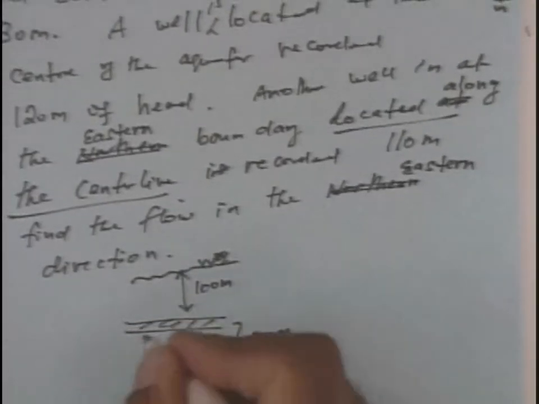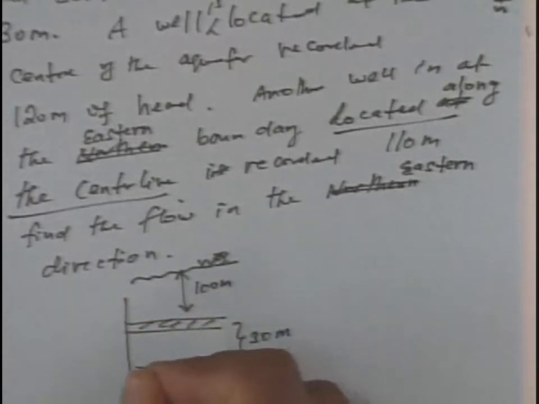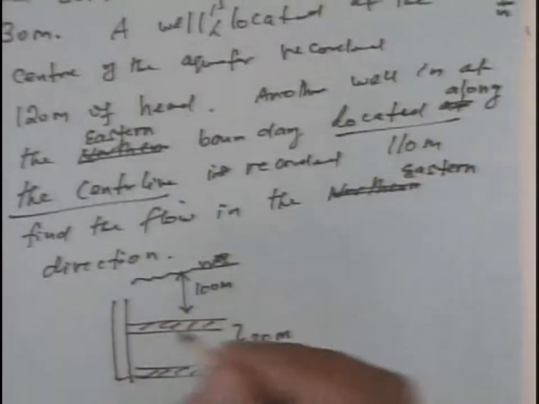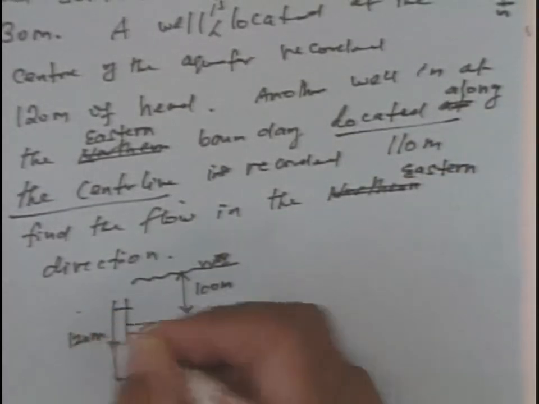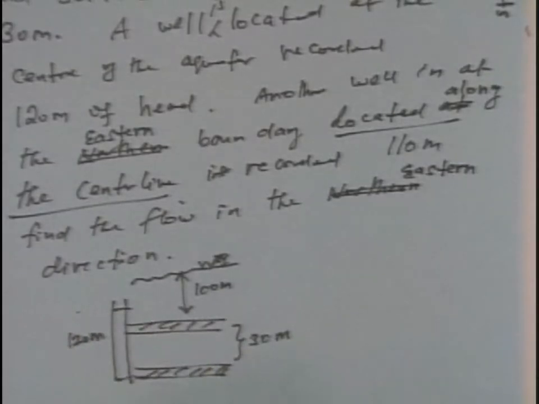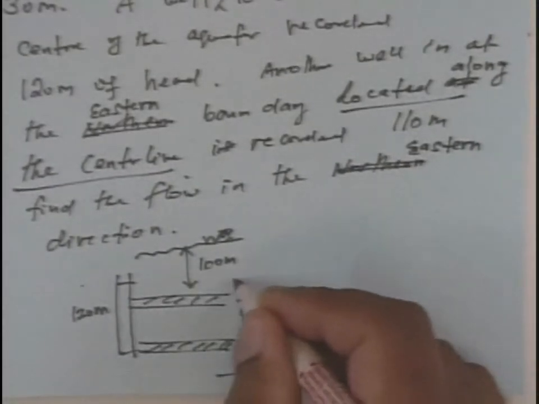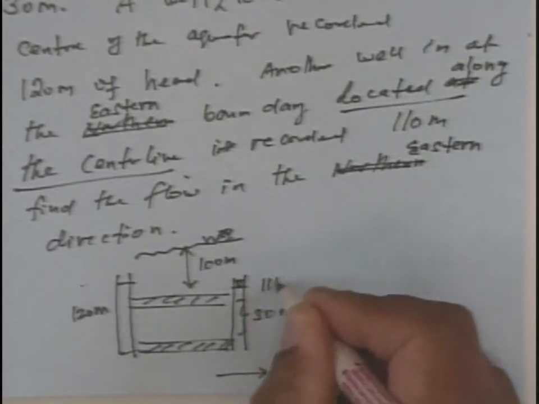Now the center is arbitrary, so I could say, well, this is my center, so wherever I started drilling, I found the head as 120 meters. And then I went along the center line in the eastern direction, so this is east. And head here is 110.